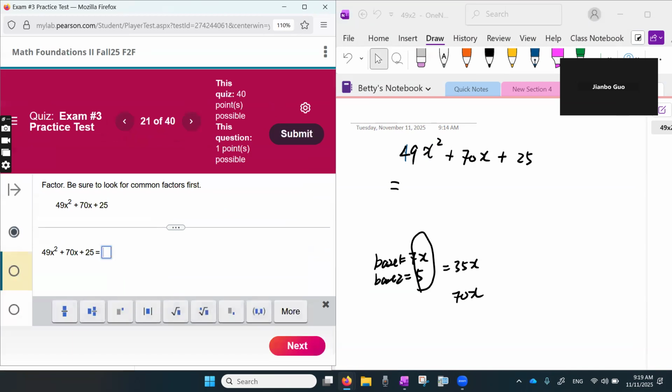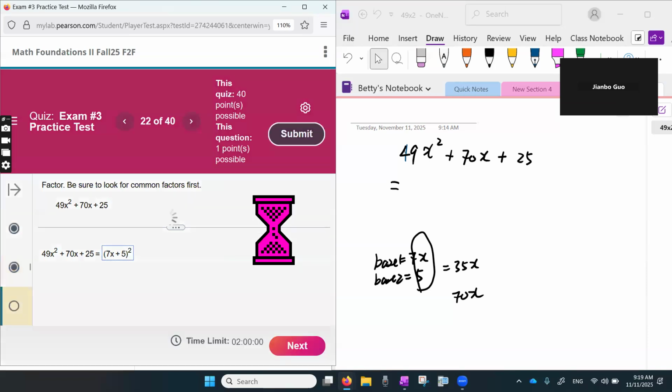So to factor a perfect square trinomial, the result is going to be a square of a parentheses. In this case, we have the sum of the two bases, 7x plus 5. All right? You can double check by FOIL or box method. 7x is the first base. 5 is the second base.